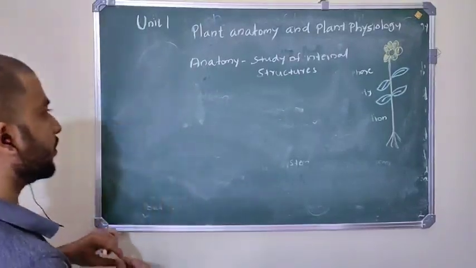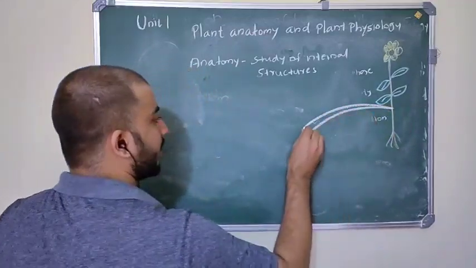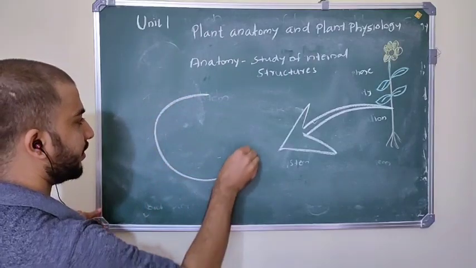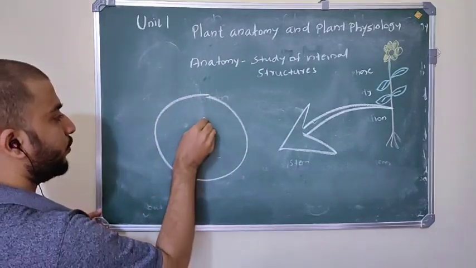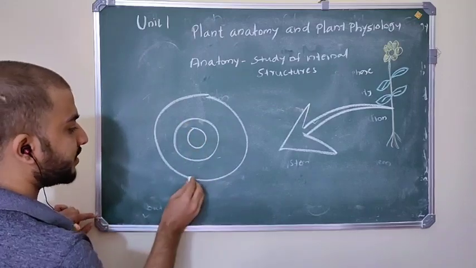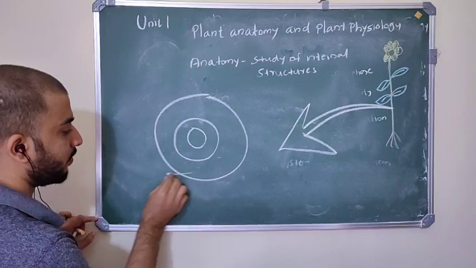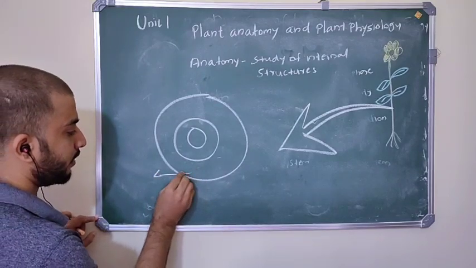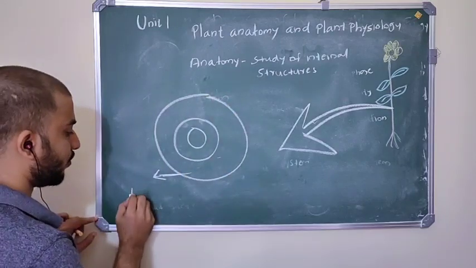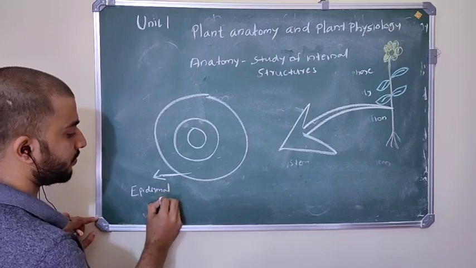Epidermal tissue system. So for example, this is a plant. I took a cross section of the stem of this plant. Okay, like this. So if you observe this cross section of this plant, you can see the three tissue systems we have discussed previously. Here, the outer layer of the stem forms the epidermal tissue system.